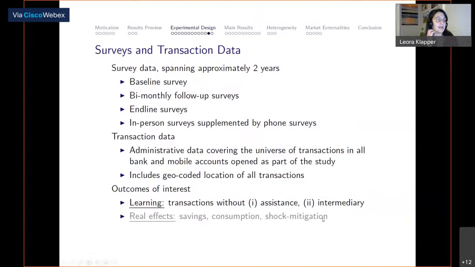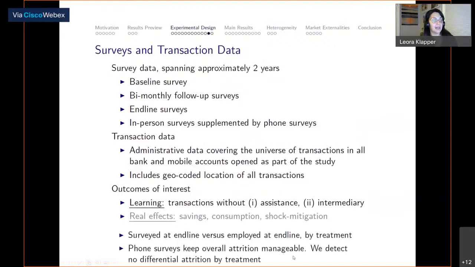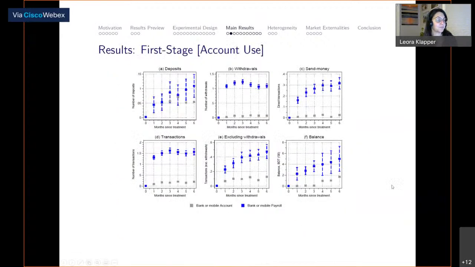I'll also mention that there certainly were dropouts along the way of workers who left the factory, but we followed up by phone. We collected at baseline phone numbers for them and for other family members, and we did a pretty good job of tracking down most workers in our study. So the attrition was manageable.